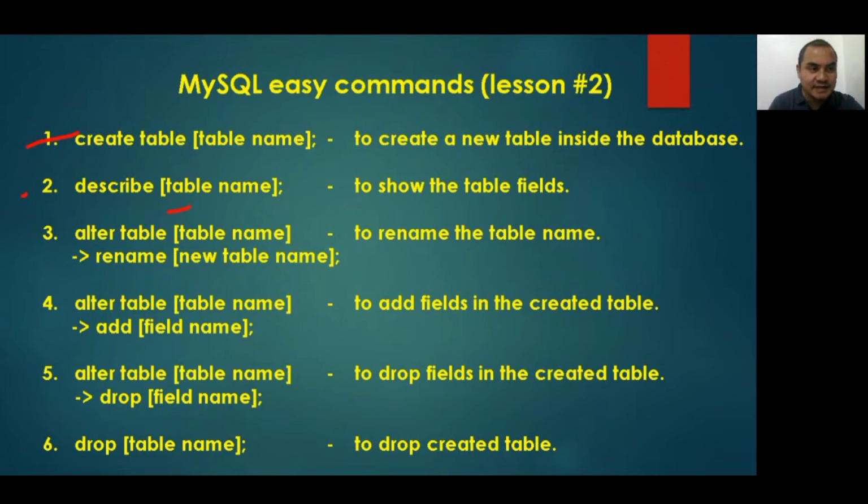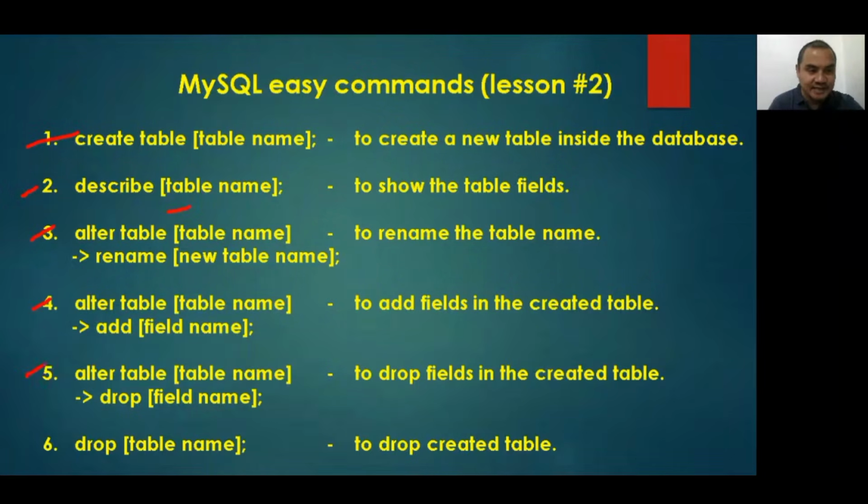Number 2 is describe table. This is to show the table fields. Number 3, alter table and rename. This is to rename the table name that we created. Okay, number 4, alter table, add field name. This is to add fields in the created table.